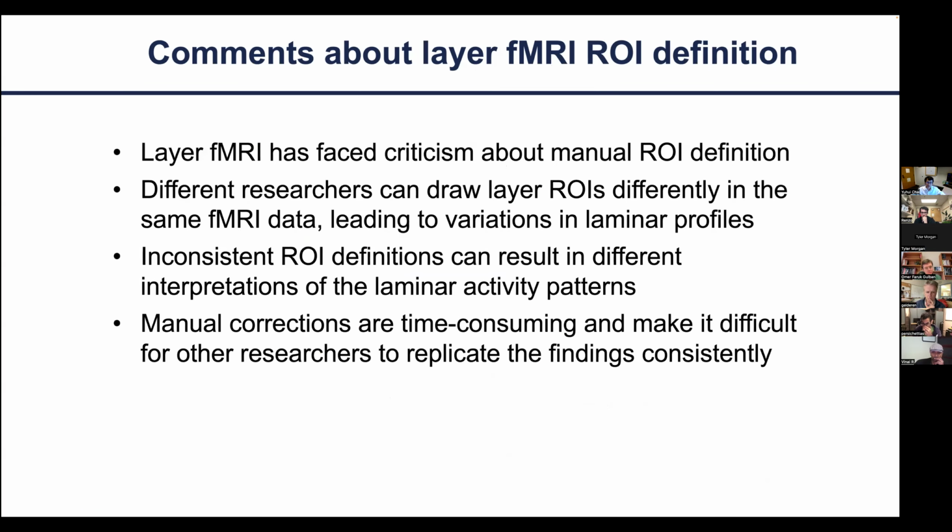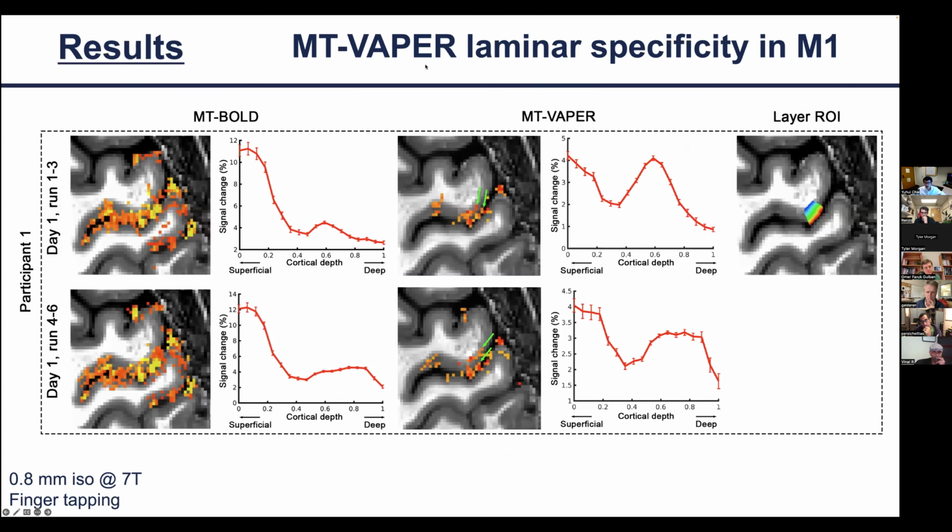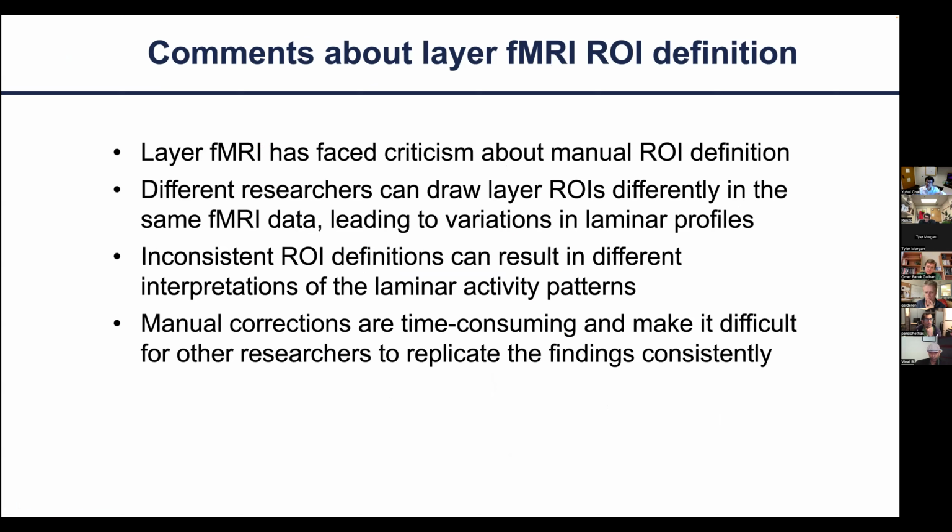So this is a short summary of the previous part. In this laminar fMRI in the motor area, there is one issue. Basically, we need to draw this ROI manually. In layer-fMRI, people do a lot of manual ROI definition or manual correction of the gray matter, white matter boundary. Because of this, we have received a lot of criticism of manual ROI definition and manual correction.